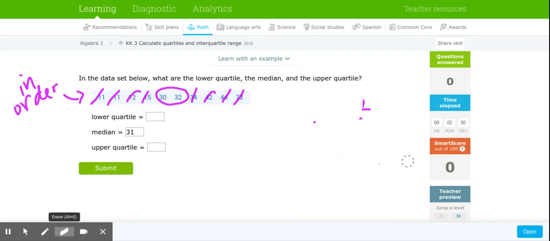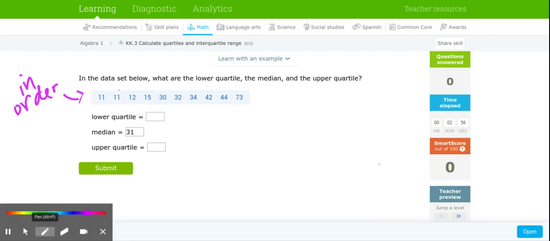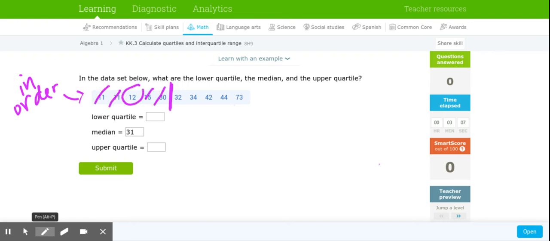Let's get rid of this to find my lower quartile. For my lower quartile, I take the bottom half of the data. So with this line right here, I'm splitting my data in half. So the lower quartile is 12. And the upper quartile is 42.